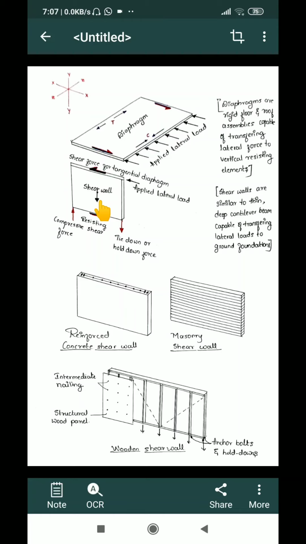So shear walls are not only the walls which carry lateral loads, but these walls will also carry the gravitational loads. But much importance is given to lateral load, since these are the major parts of lateral load resisting systems. So let us see different materials which are used for shear walls. Shear walls can be constructed of structural steel, reinforced concrete shear wall, masonry shear wall, or a wooden shear wall.